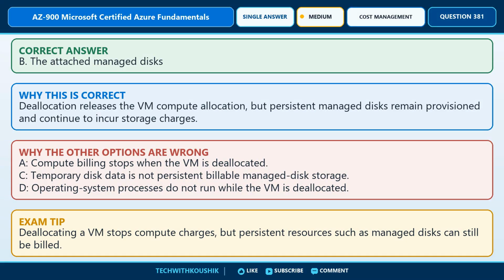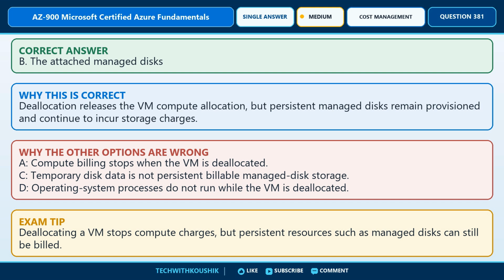In this case, choose option B. The attached managed disks. This works because deallocation releases the VM compute allocation, but persistent managed disks remain provisioned and continue to incur storage charges.